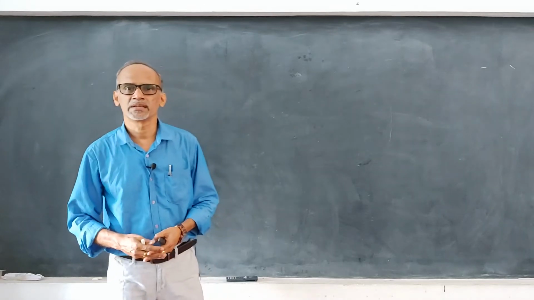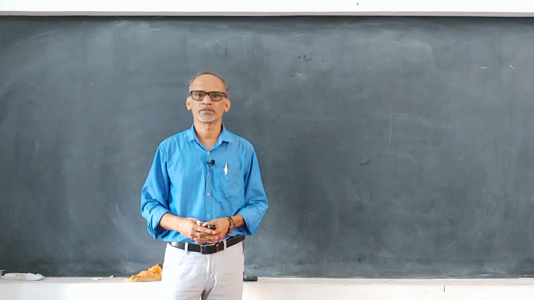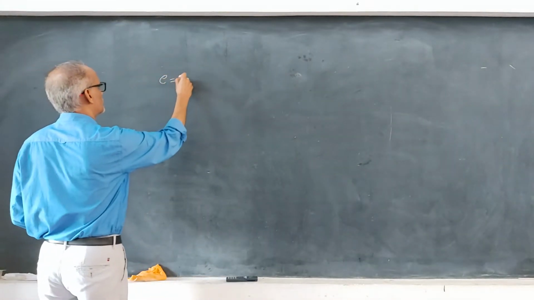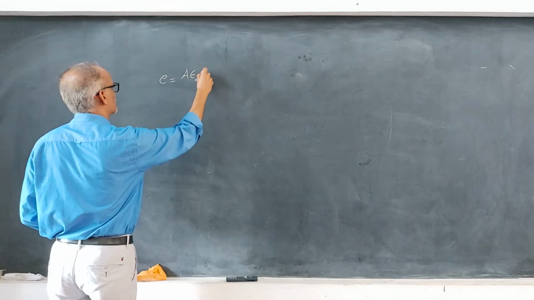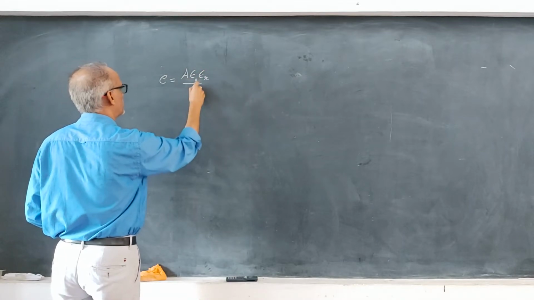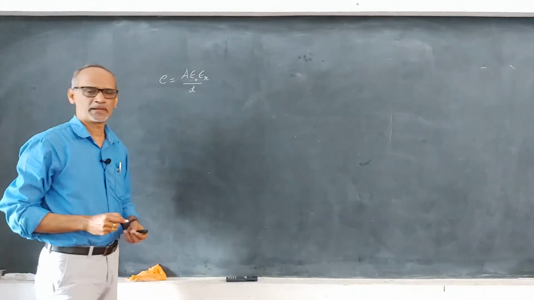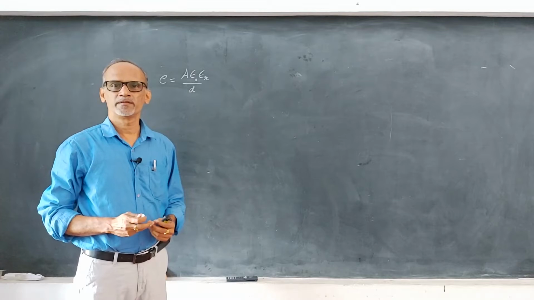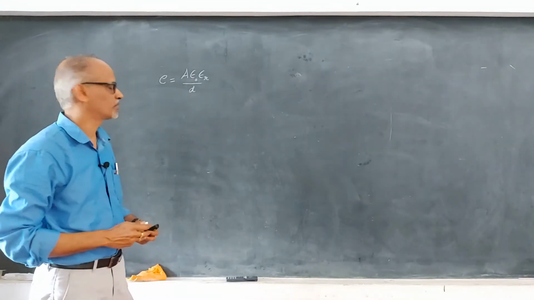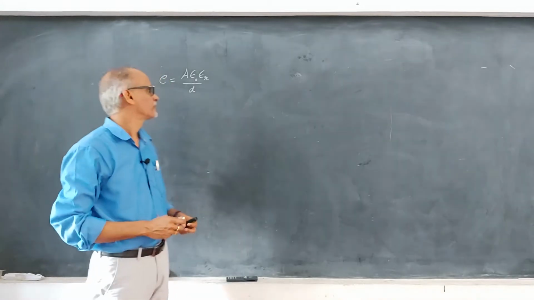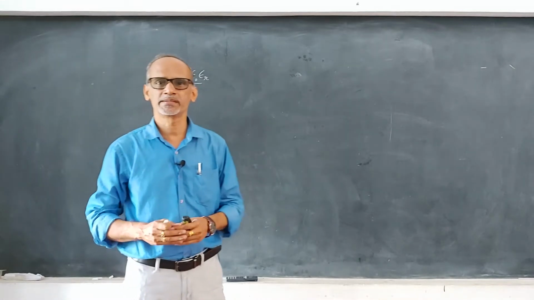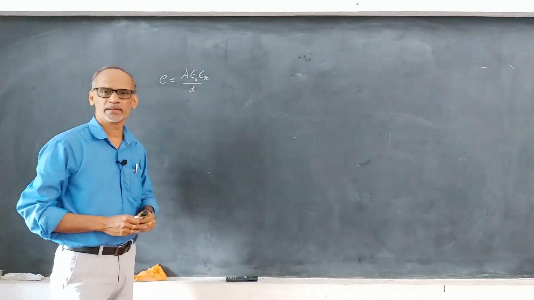Dear students, in the last class I explained the important equation related to the capacity of a parallel plate capacitor, which is given by C = A ε₀ εr / d, where A is the area of the plate, ε₀ is a constant called the permittivity of free space, whose value is 8.854 × 10⁻¹² farad per meter, εr is the dielectric constant of the medium between the plates, and d is the distance between the plates.